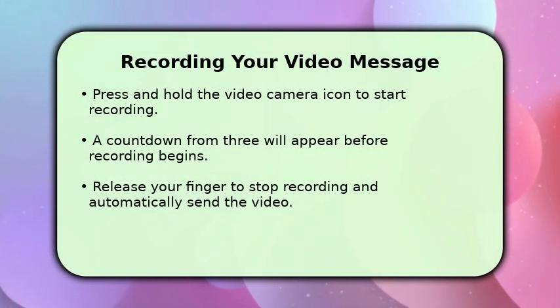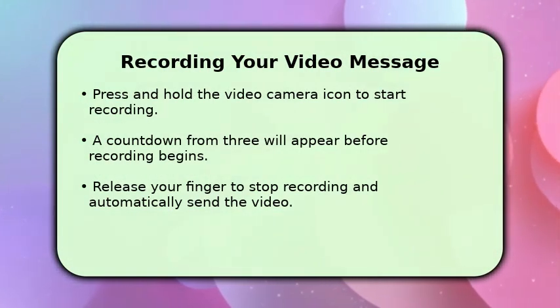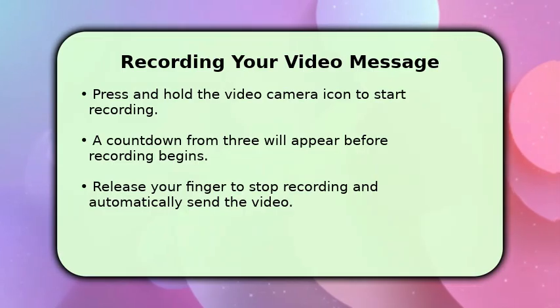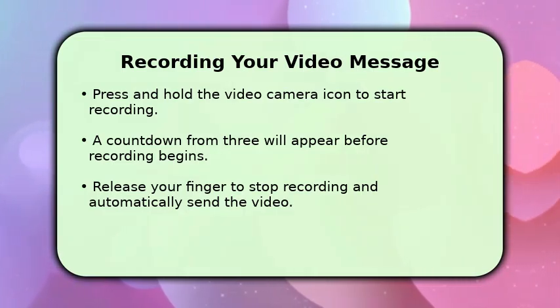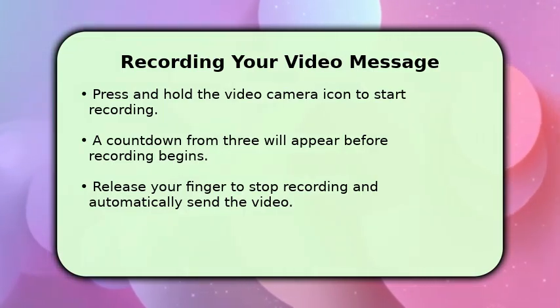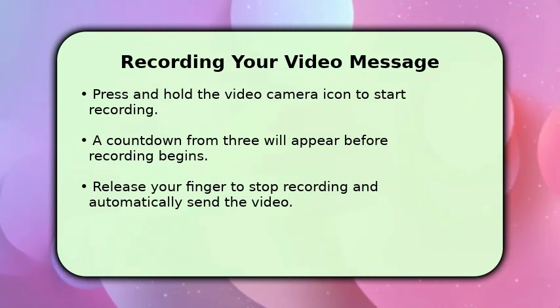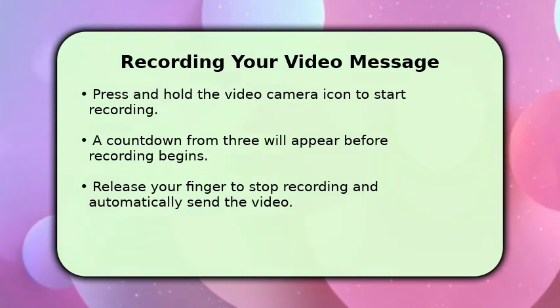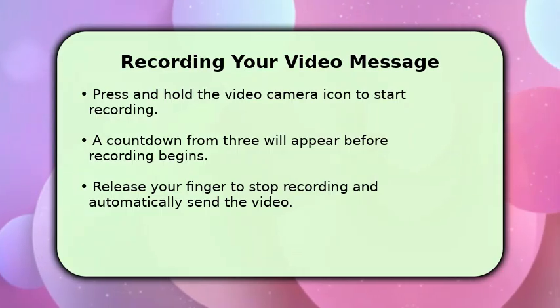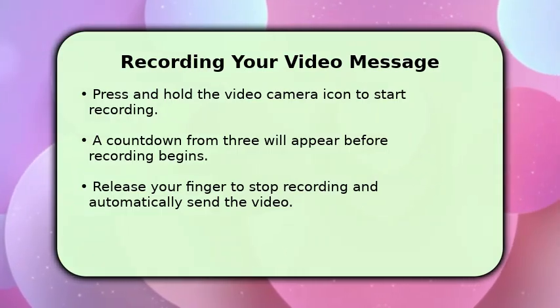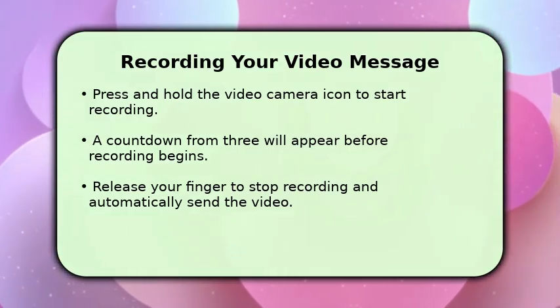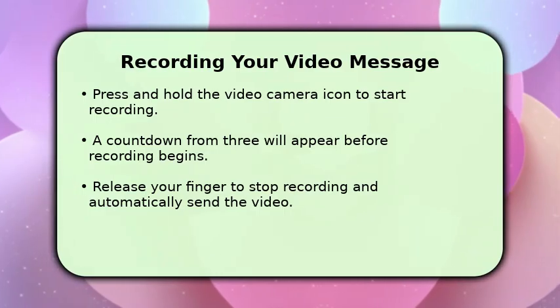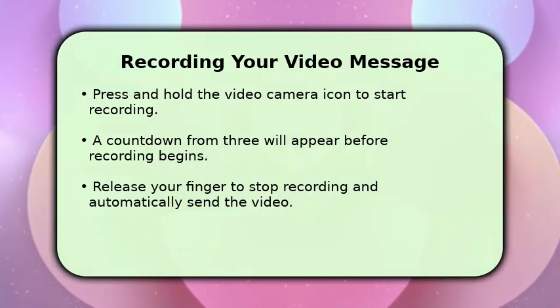Once in video mode, press and hold the video camera icon to start recording your message. You'll see a brief countdown of 3 seconds before the recording officially begins. Keep holding the icon for the duration of your message, up to 60 seconds. Releasing your finger will automatically send the video. For hands-free recording, simply swipe up while holding the icon, and it will lock into recording mode.